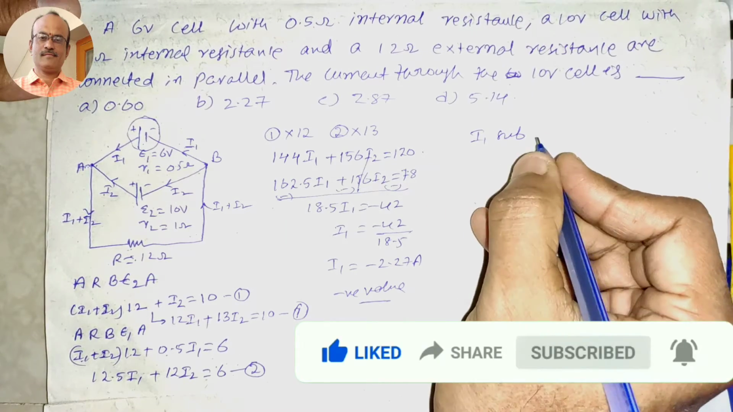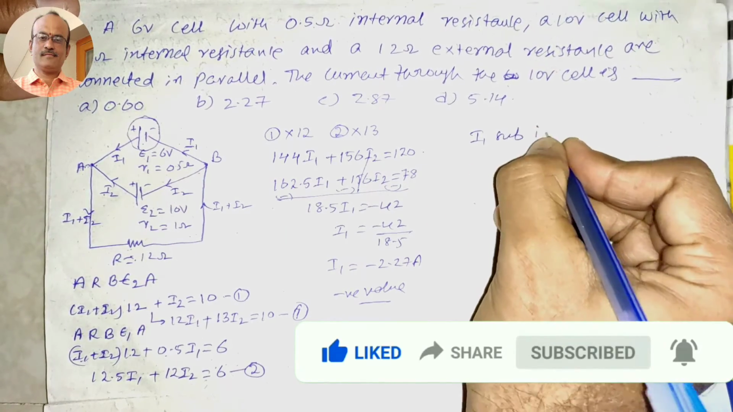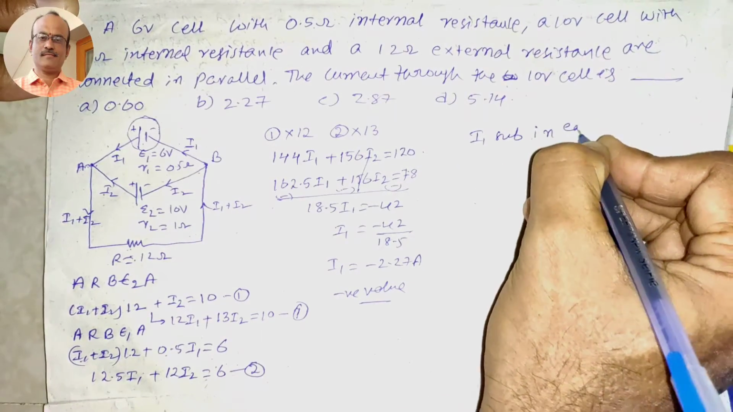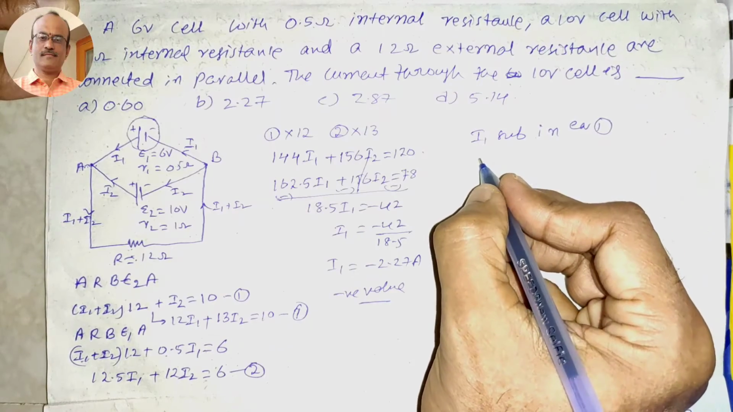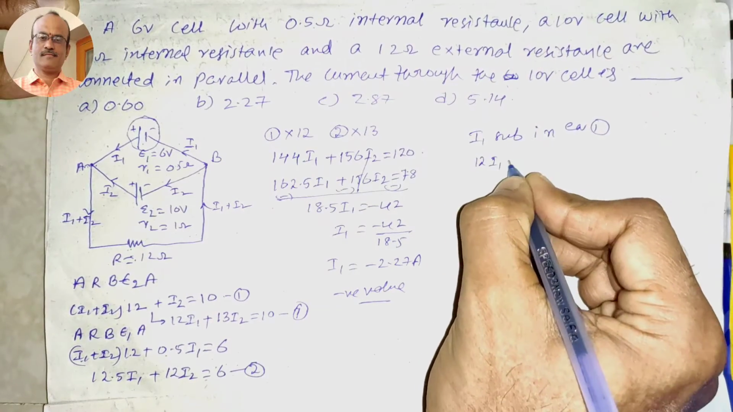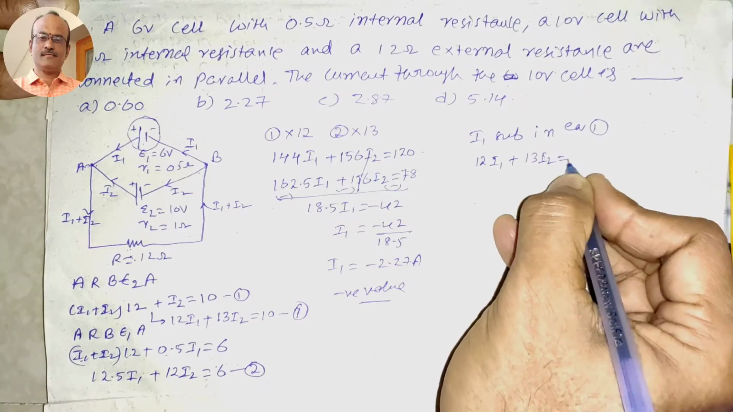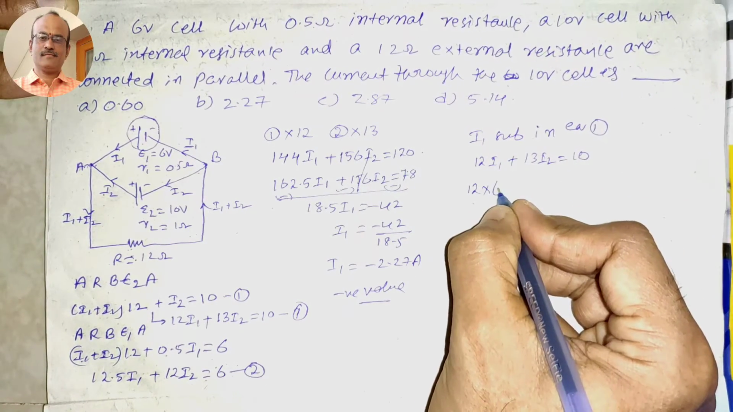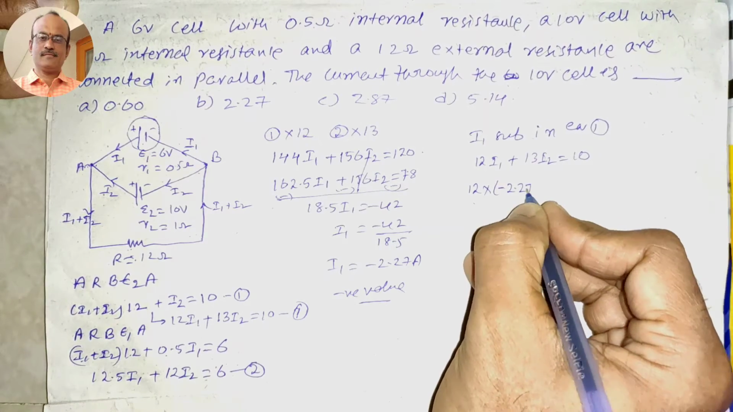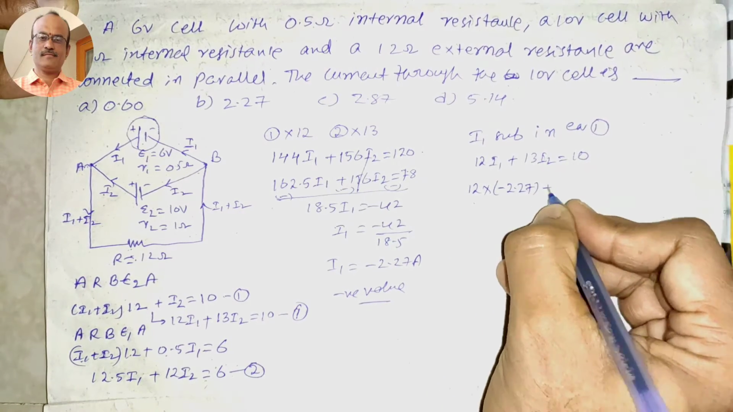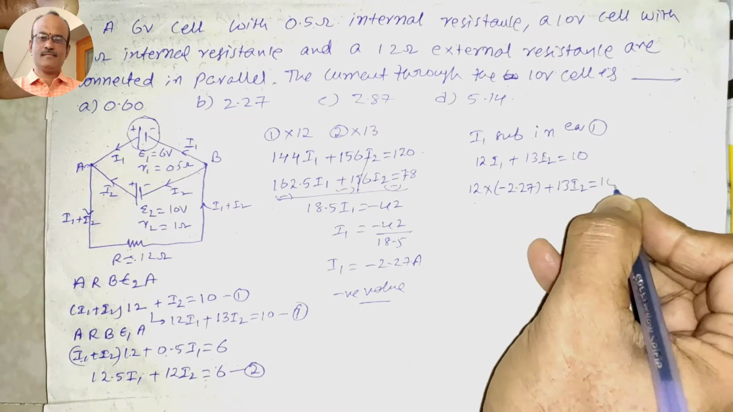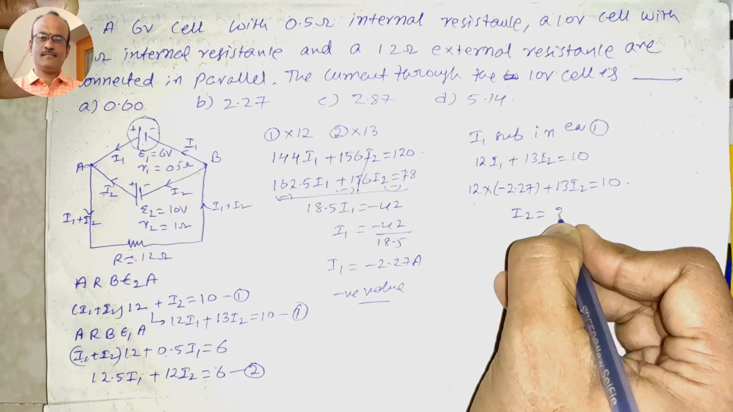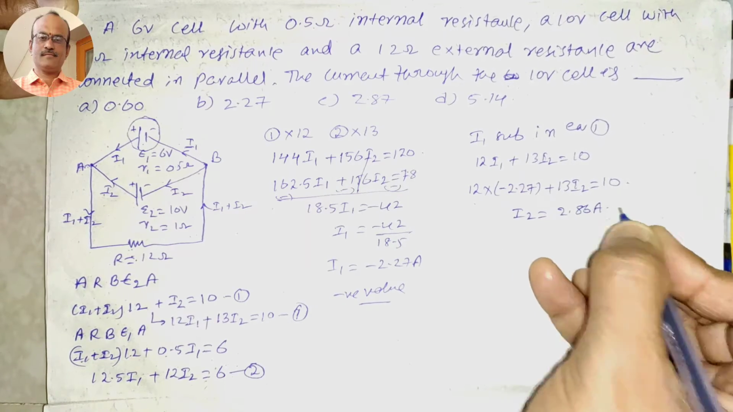Then afterwards to get the I2 value, substitute I1 in the equation 1. That means 12 I1 plus 13 I2 is equal to 10. 12 into I1, that is minus 2.27, plus 13 I2 is equal to 10. So on calculation of this one, we are getting I2 is equal to 2.86 amperes.